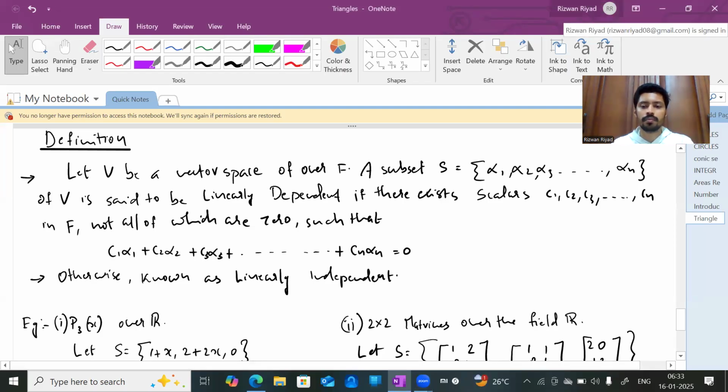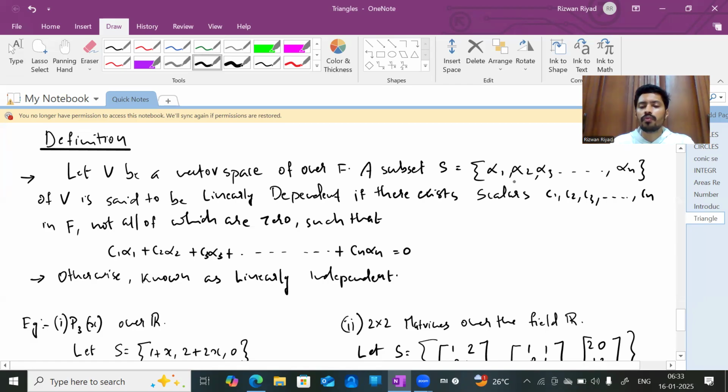So here you can see the definition. Let V be a vector space over a field F. A subset S equal to alpha 1, alpha 2, alpha 3, etc. up to alpha n of V is said to be linearly dependent if there exist scalars C1, C2, C3, etc. up to Cn in F, not all of which are 0, such that C1 alpha 1 plus C2 alpha 2 plus C3 alpha 3 plus, etc. up to Cn alpha n equal to 0. Otherwise, it is known as linearly independent.